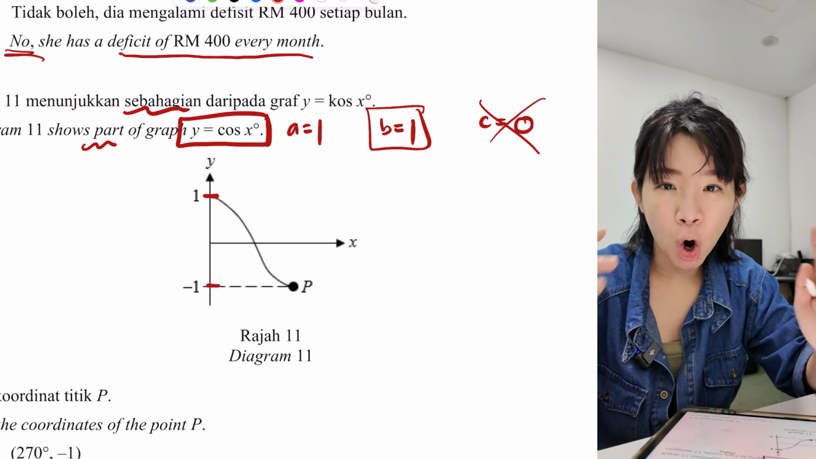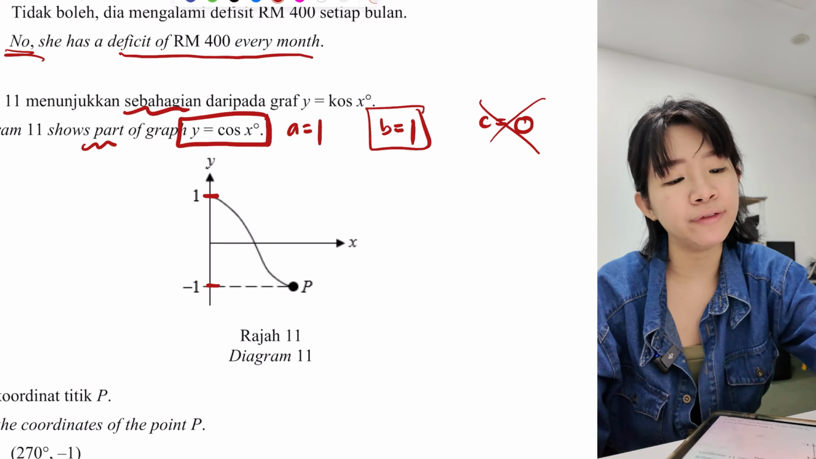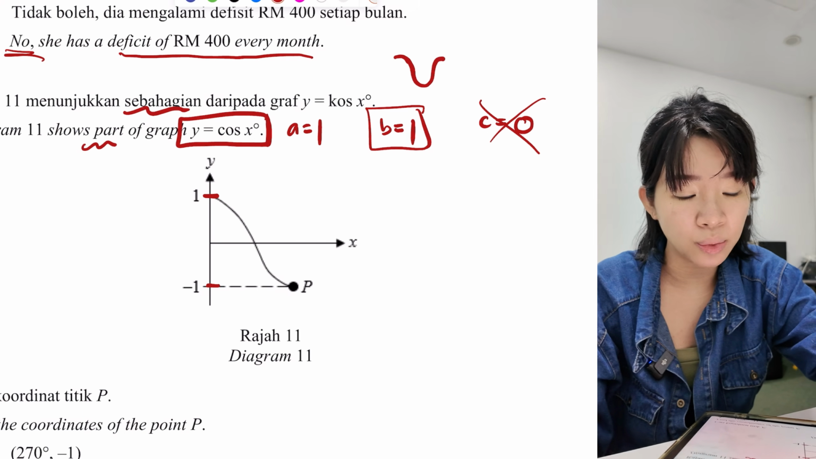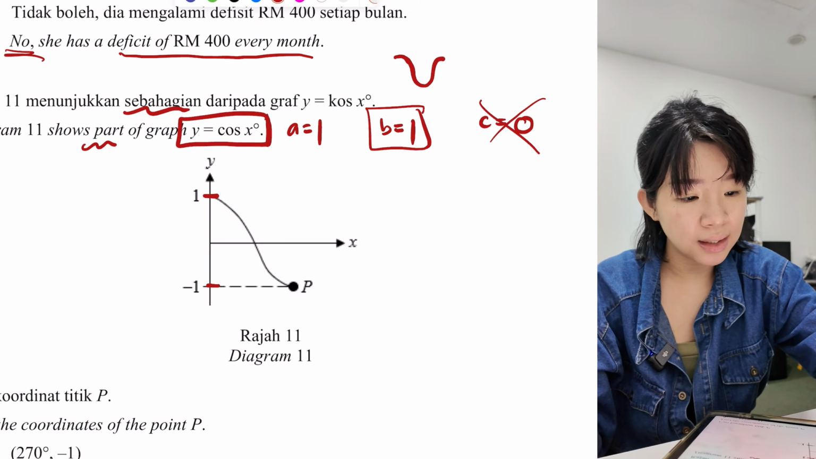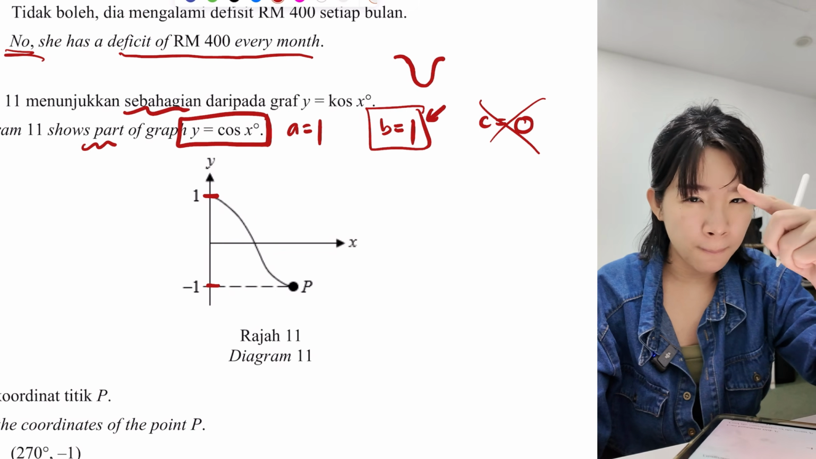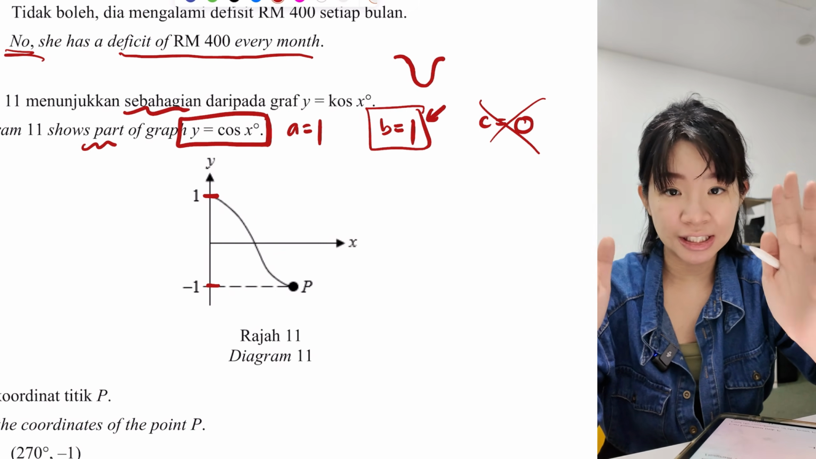has how many complete cycles? For the cos graph, the underwear shape is called 1 cycle. If you see this whole thing, it is called 1. Now here they say B is 1. B is 1, meaning you should see 1 complete underwear in 360 degrees.